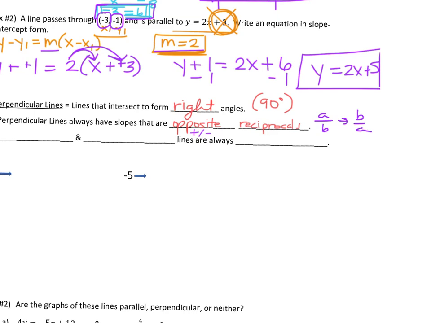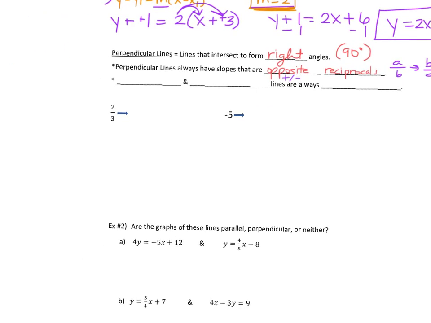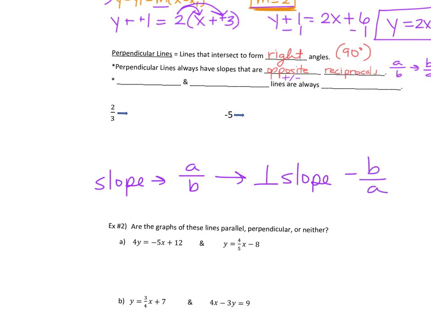So basically what we're saying is if my slope was A over B, then my perpendicular slope is a negative B over A. You have to change the sign, right? If it was a negative A over B, then the perpendicular would be a positive B over A. Okay?